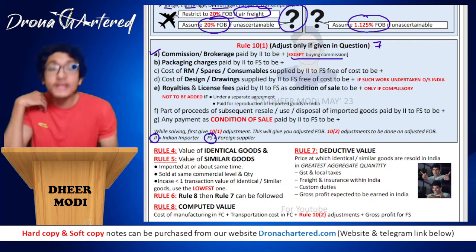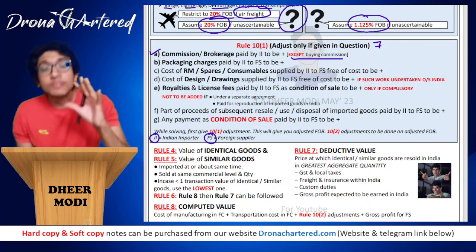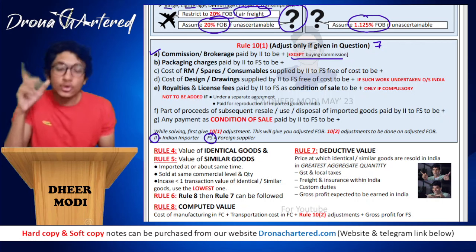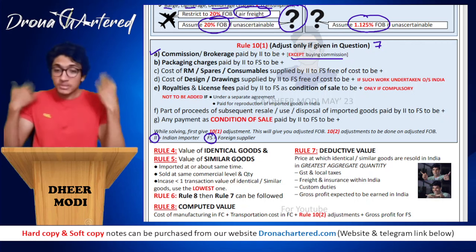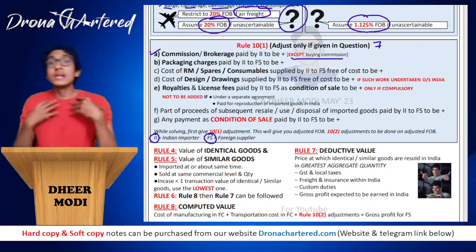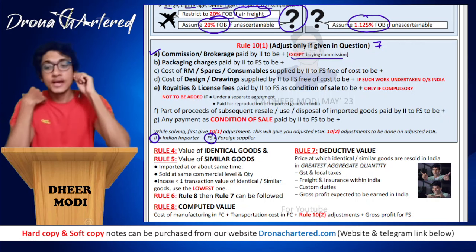Except if it is buying commission. Buying commission does not have to be added. You have to ignore it. They give you this point a lot of times in the exam. Please make sure you remember. Buying commission does not have to be added. Say it with me. Buying commission does not have to be added. All commission and brokerage paid by your Indian importer has to be added except your buying commission.